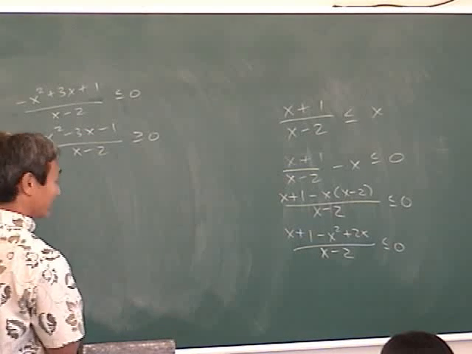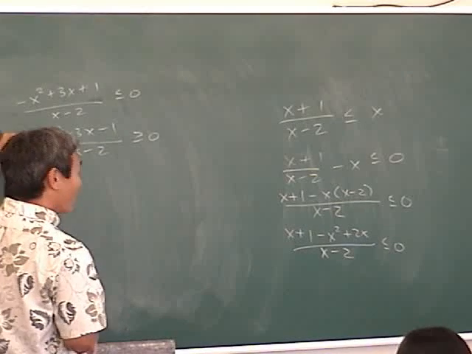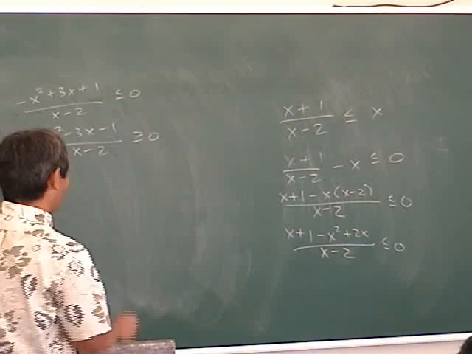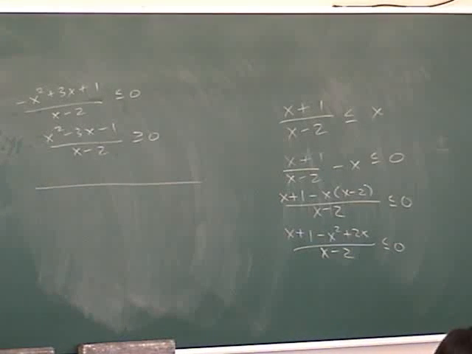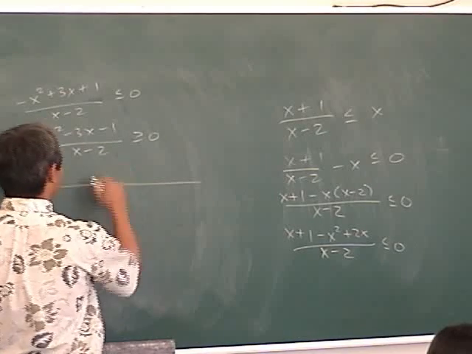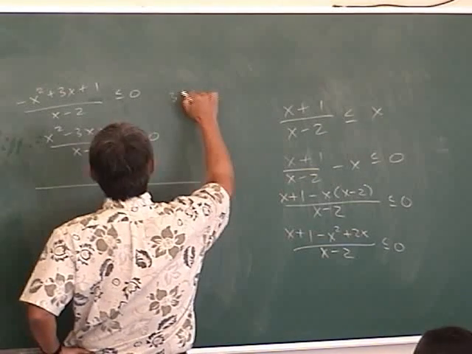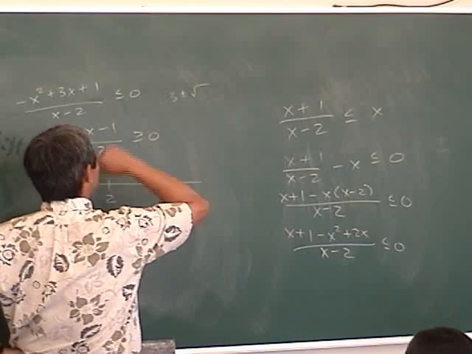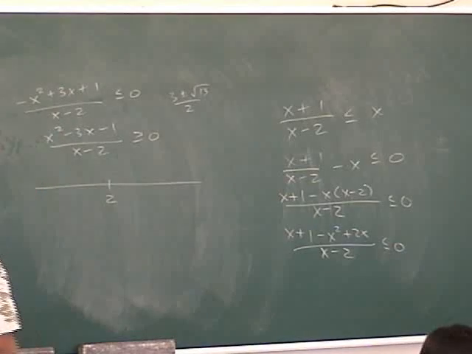Does this factor? No, it doesn't. If it factored, I would have factored it. So now you're going to have to use the quadratic formula. Now we are ready for the number line. What goes on the number line? What makes the top or the bottom 0? Well, obviously 2. What about the top? You're going to use the quadratic formula. 3 plus or minus the square root of b squared minus 4ac. Is that root 13? All over 2.